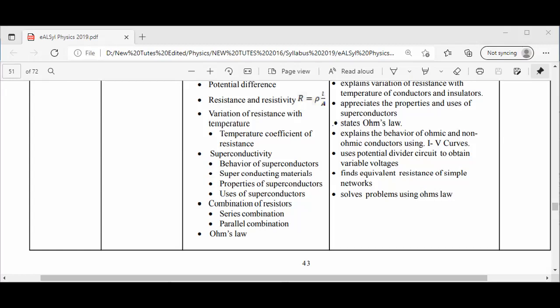Then, we have already discussed it. Then, variation of resistance with temperature we discussed. Temperature coefficient of resistance we discussed. Superconductivity, we did not discuss it. So, we have found two things that we didn't discuss. What are the two things? Current density, superconductivity. Then we have discussed the behavior of superconductors.